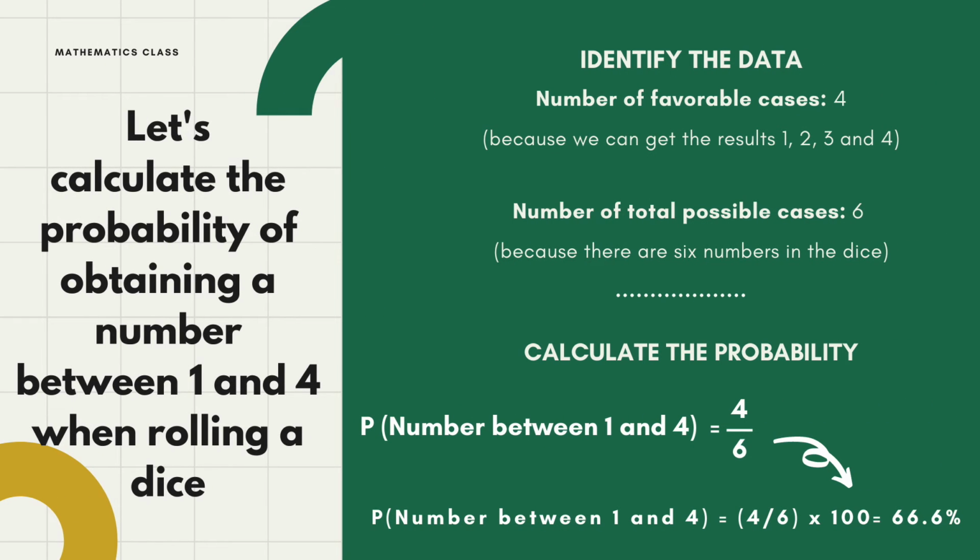Let's make it a little bit more complex. What is the probability of obtaining a number between 1 and 4 when rolling a dice? In this case, the number of favorable cases is 4, because we can get the results 1, 2, 3, 4. And the number of total possible cases is 6 again, because the dice has 6 numbers that we can get. So the result is 4 out of 6. If we multiply this by 100, the result will be 66.6%.